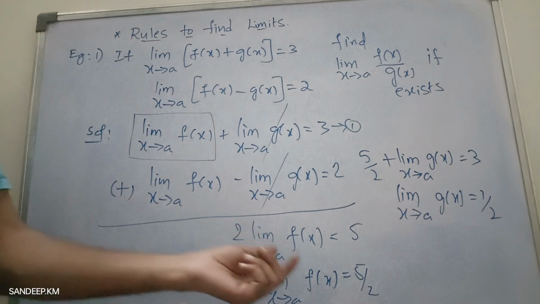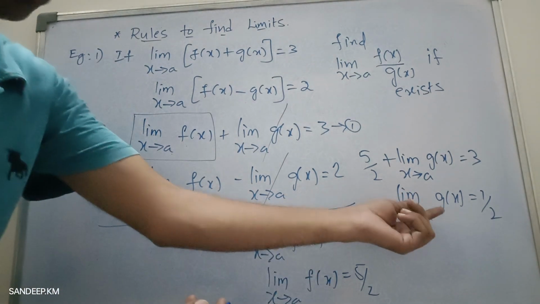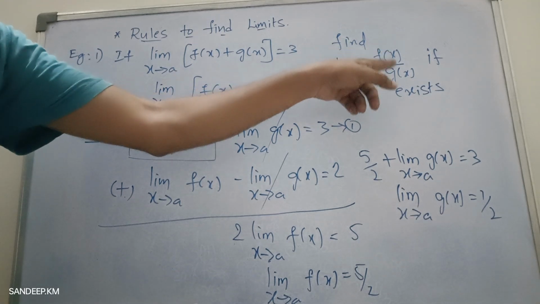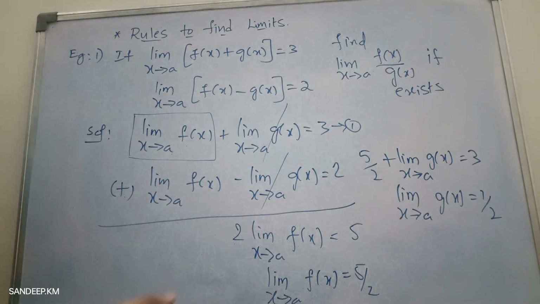So I got the limiting value of f of x and I also got the limiting value of g of x. They are asking us to find the limiting value of f of x by g of x. So how do we find it?